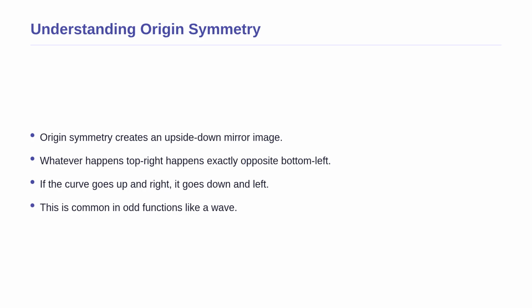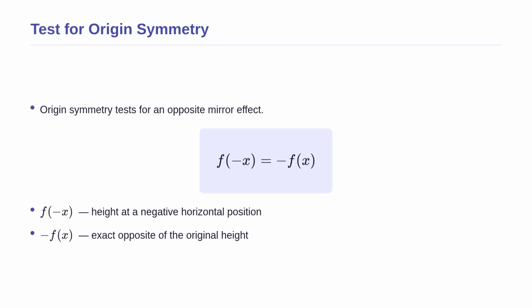While y-axis symmetry is useful, there is another type we must look for, called origin symmetry. Conceptually, this is a slightly different mirror effect. Here, whatever the graph does in the top right corner, it does the exact opposite in the bottom left corner. If the curve goes up and to the right, it must go down and to the left by the exact same amount. This type of symmetry is common in odd functions, like a wave that passes perfectly through the center of the graph. This brings us to our second formula, which is the test for origin symmetry.